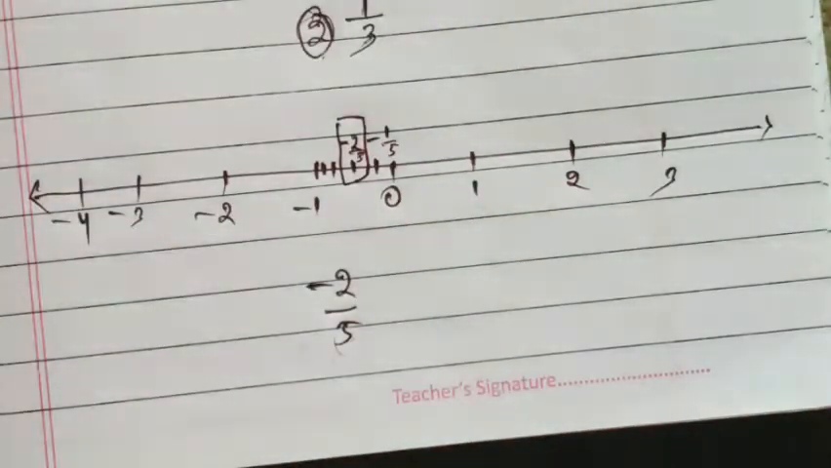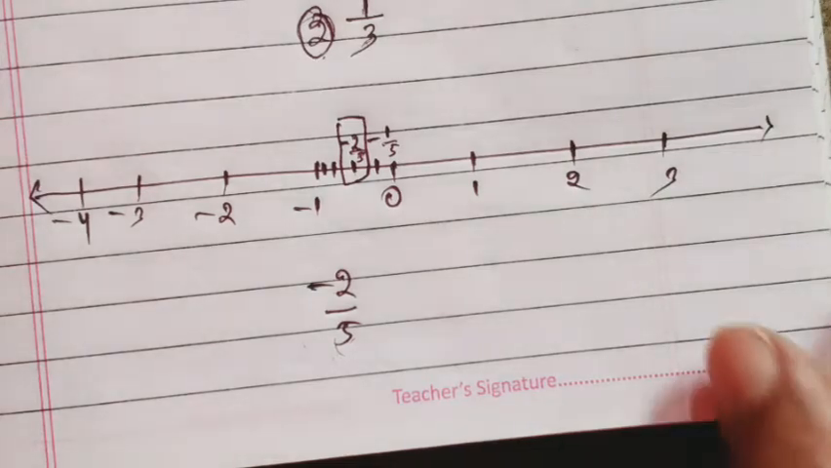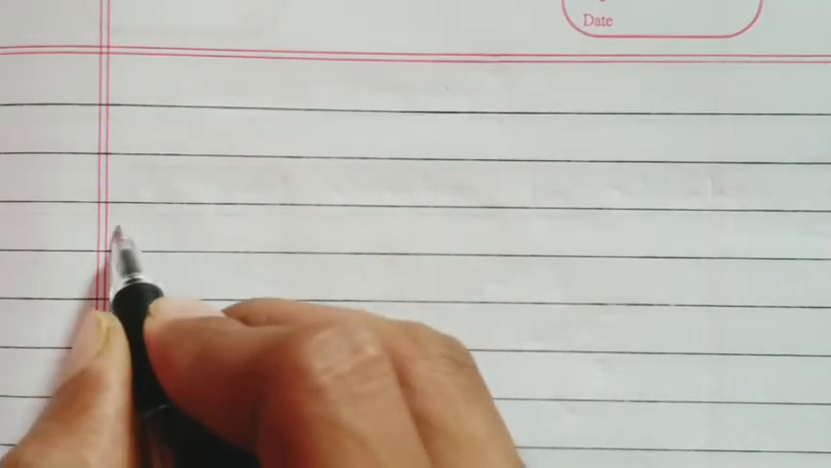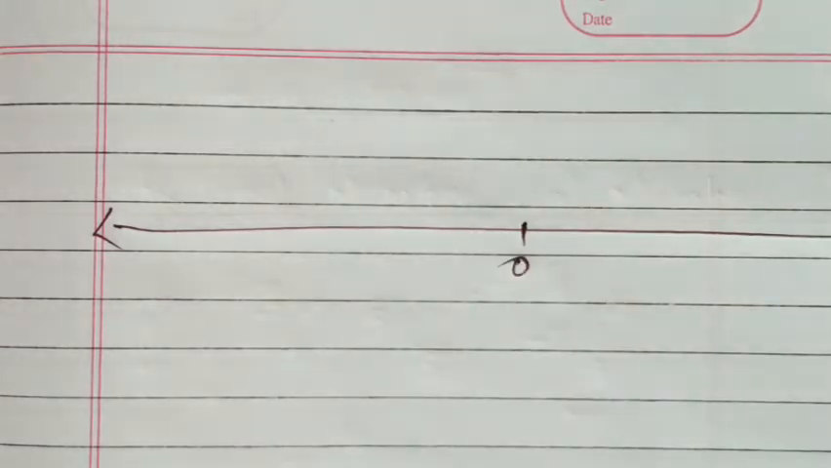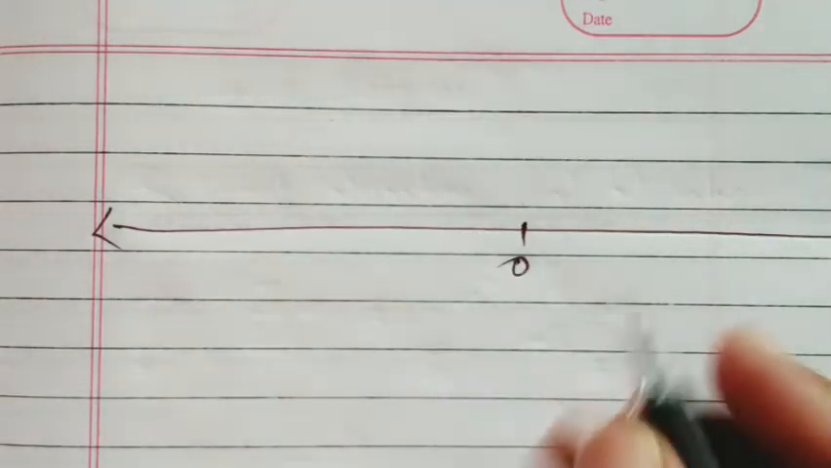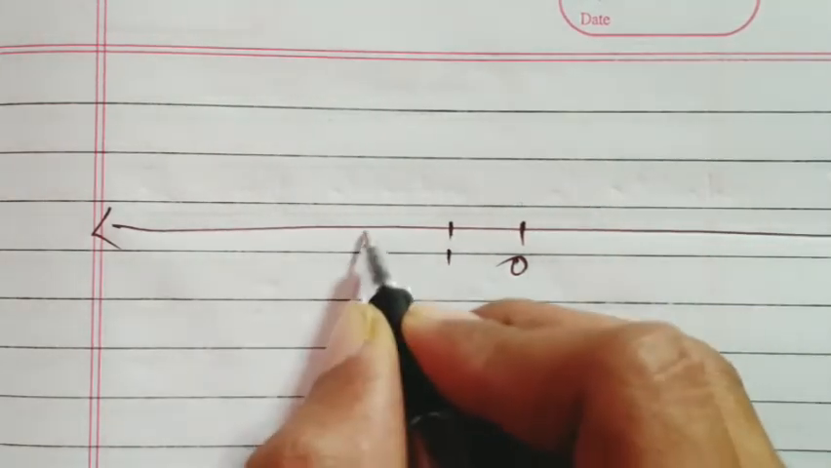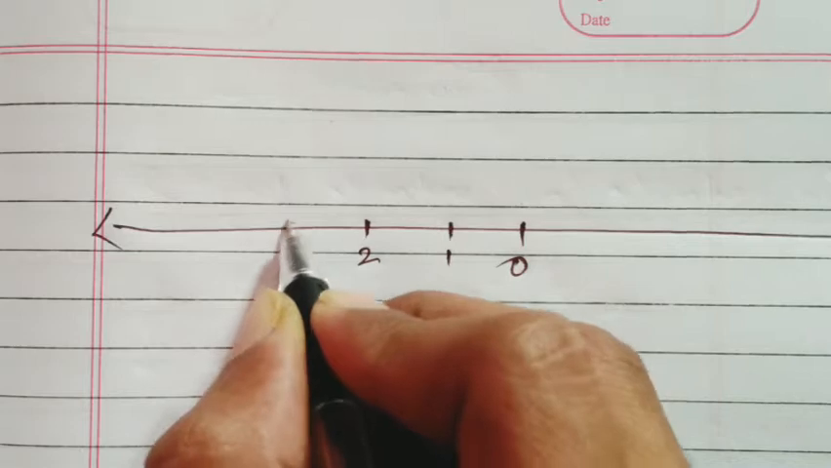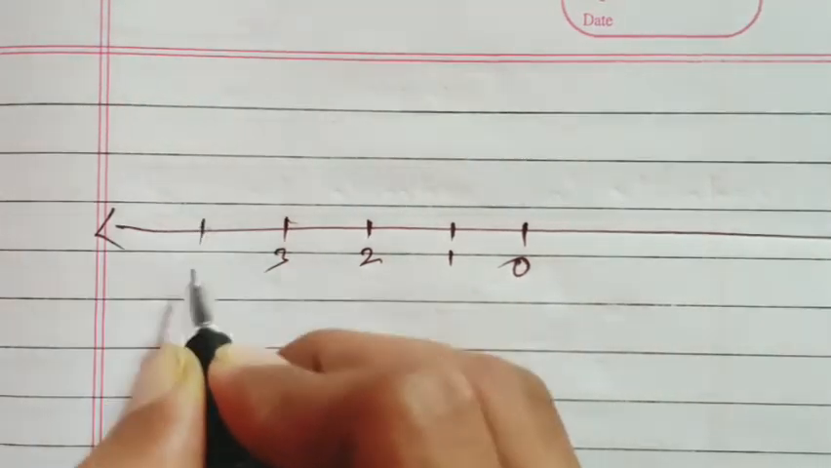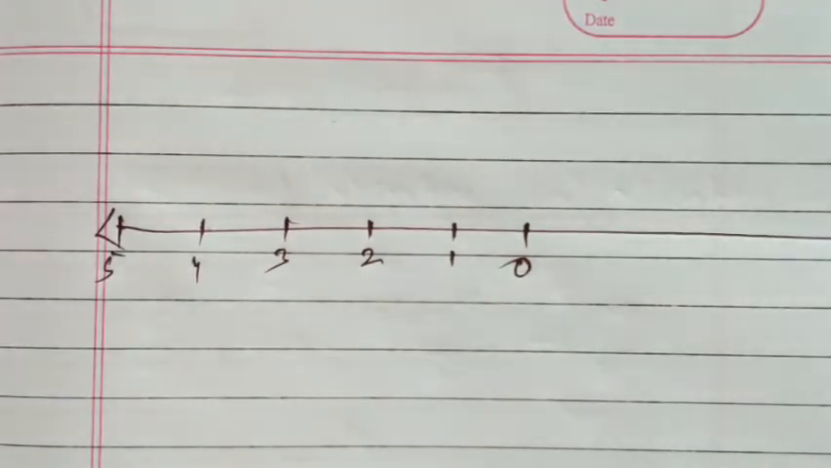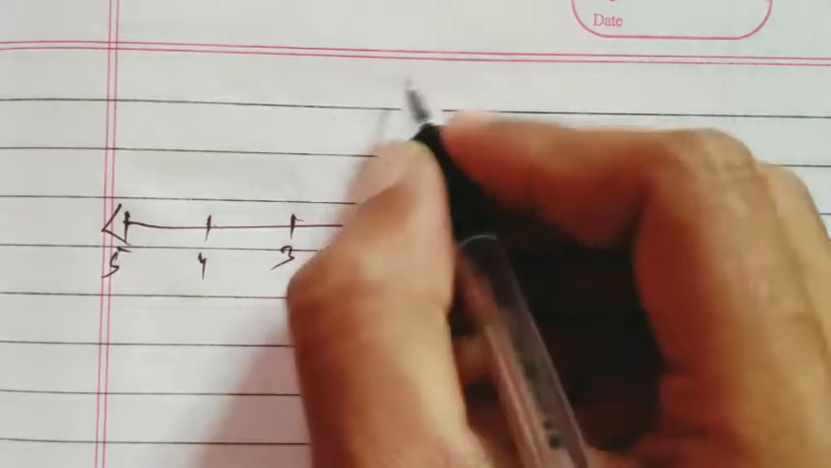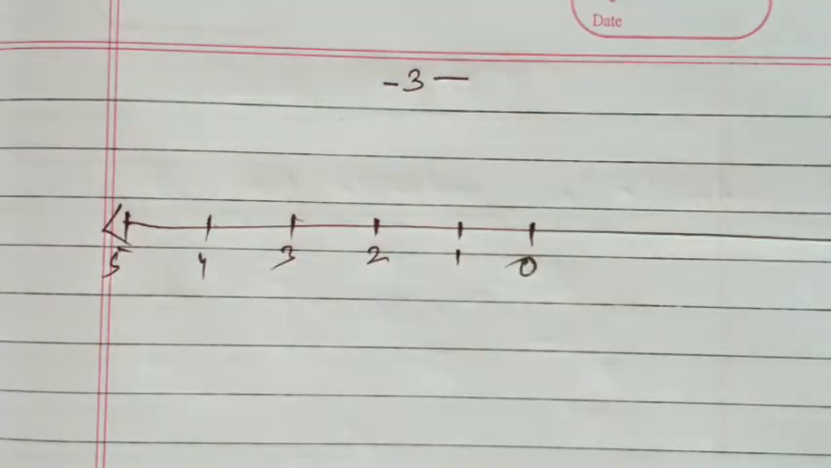Now we have to plot minus 3 4/5. Here 0. We are dealing with the minus part, so I will not draw the positive side. 1, 2, 3, 4 and here 5. What we have to plot? We have to plot minus 3 4/5.